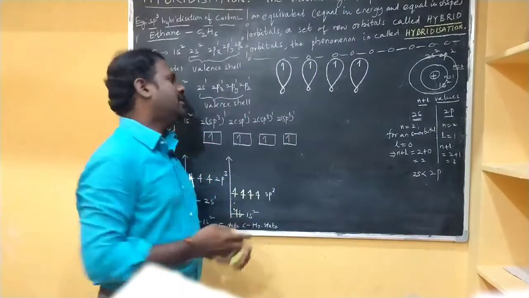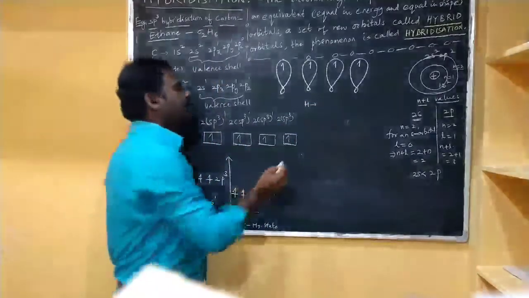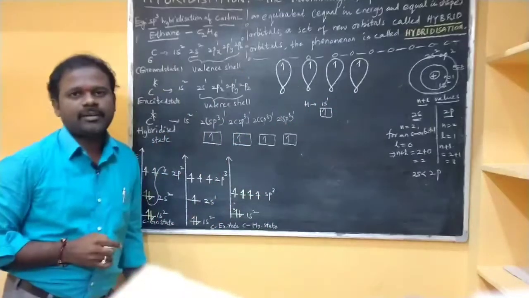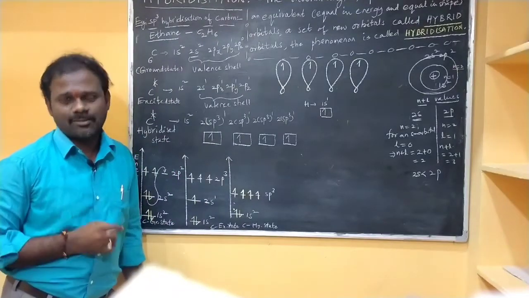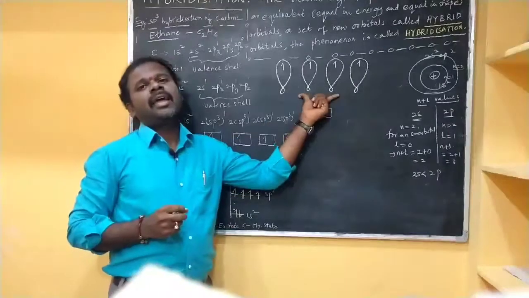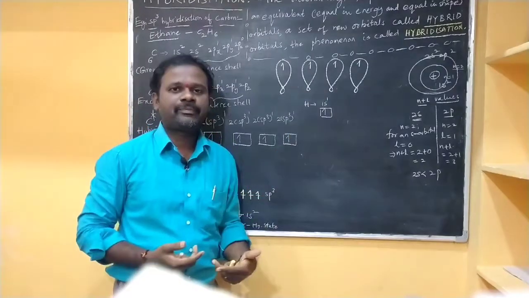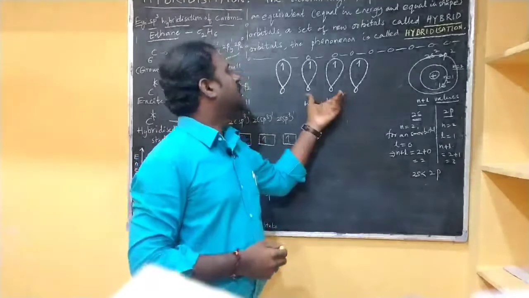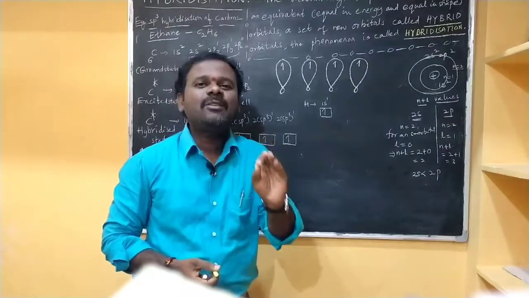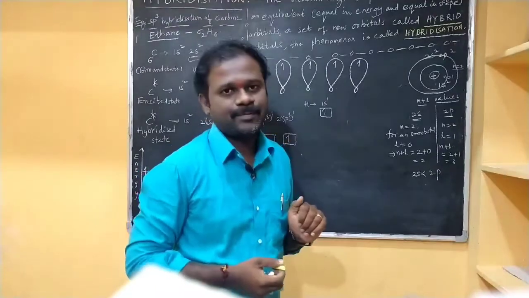And what is the electronic configuration of hydrogen? 1s1, containing 1 unpaired electron in the s subshell. So these are all said to be equivalent orbitals. Once again I am repeating, to know the importance of hybridization: to get hybrid orbitals equal in energy and equal in shape.